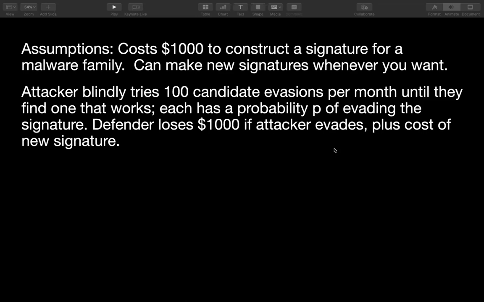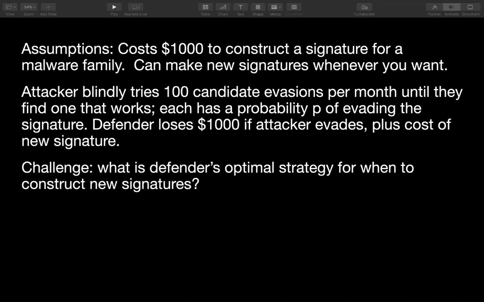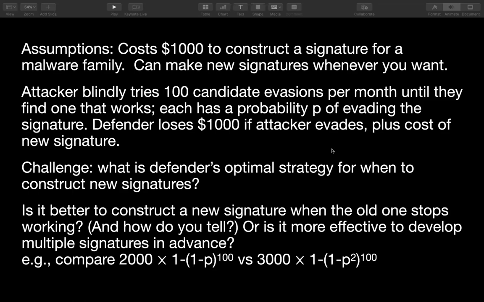We could now try to use some game theory to analyze the optimal strategy for when to construct new signatures. One plausible strategy, for instance, would be that anytime you notice your signature is no longer detecting that malware family, you task an analyst to write a new signature. That's a plausible strategy: write a signature only when needed.